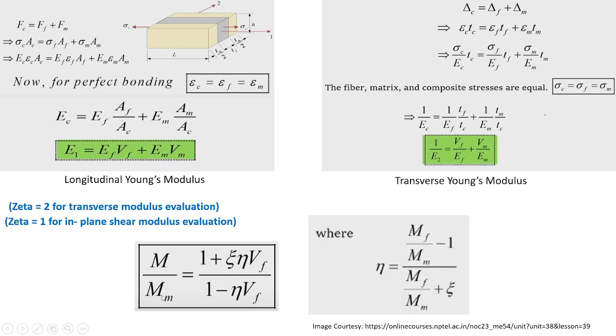M_m is the modulus of the matrix. The eta value you can define by the modulus of the fiber and the matrix, and the zeta value is equal to 2 when we have to calculate the transverse modulus evaluation, and 1 when we have to calculate the in-plane shear modulus evaluation.